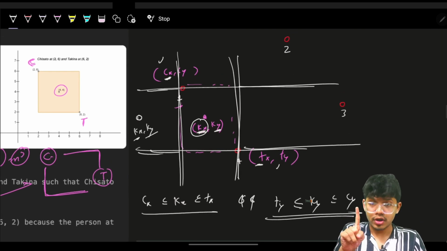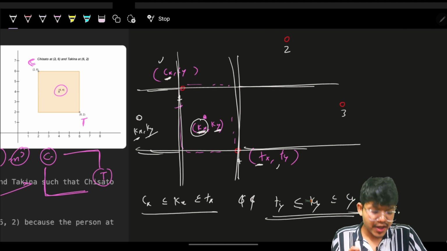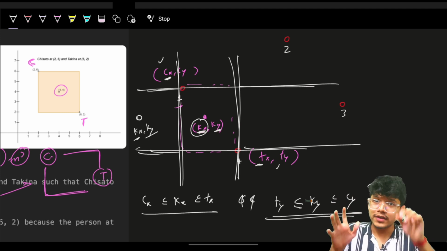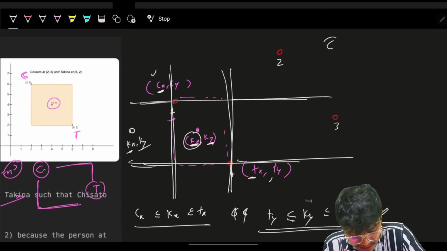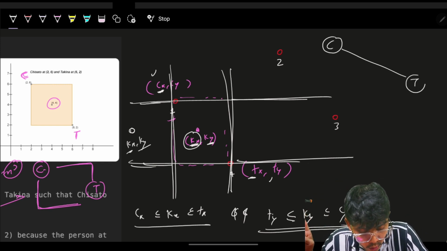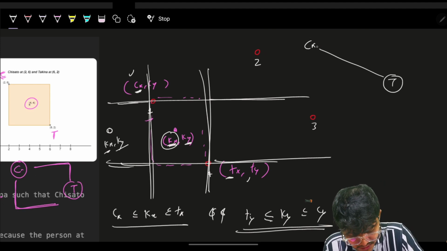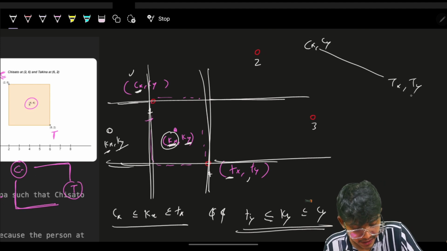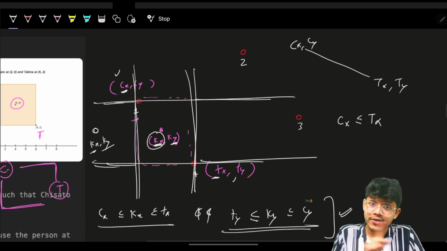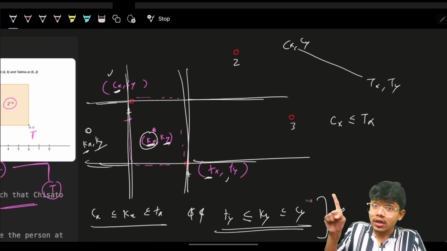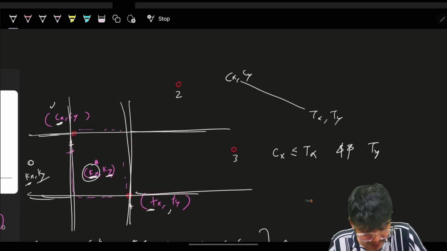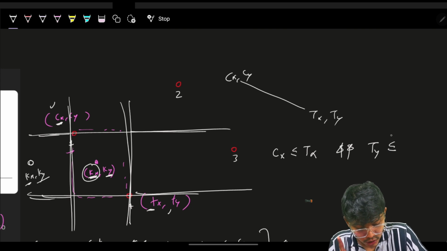But also make sure that your C and T pairs are valid, as in any other point K is not coming inside or on the perimeter of this box. But also make sure that your C is always on the upper left corner and T is on the lower right corner, which means if this is your cx, cy, and this is your tx, ty, then your cx should be less than or equal to your tx, which means it is to the left of your tx, and your ty should be less than or equal to your cy.